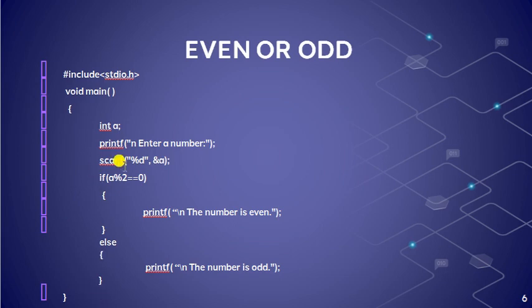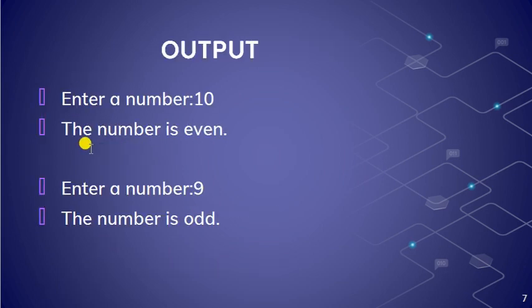Then if we enter 9 as input, it checks whether 9 % 2 is equal to 0. It indicates that it is not equal to 0, so it does not go to this statement. It goes to the else block and prints that the number is odd. So we can see the output like this. We enter a number 10, then the output is the number is even. Another run gives the output like this: enter a number, we enter 9, the number is odd.